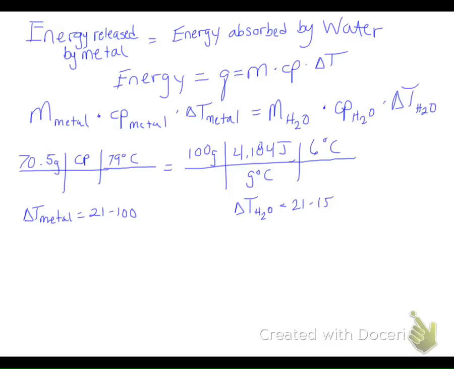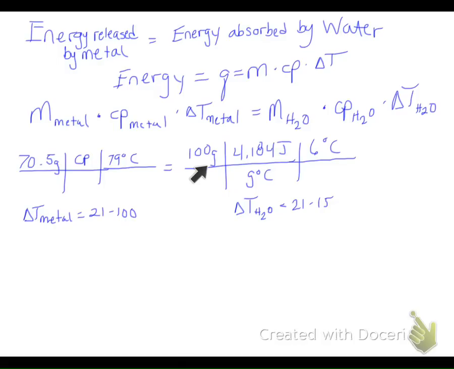So I know the mass of my object was 70.5. I'm trying to find the specific heat of my object, and I know the temperature change was 79 degrees Celsius because I calculated the temperature change of my metal. So remember, temperature change, anytime you're calculating something, that should show up in your results section.